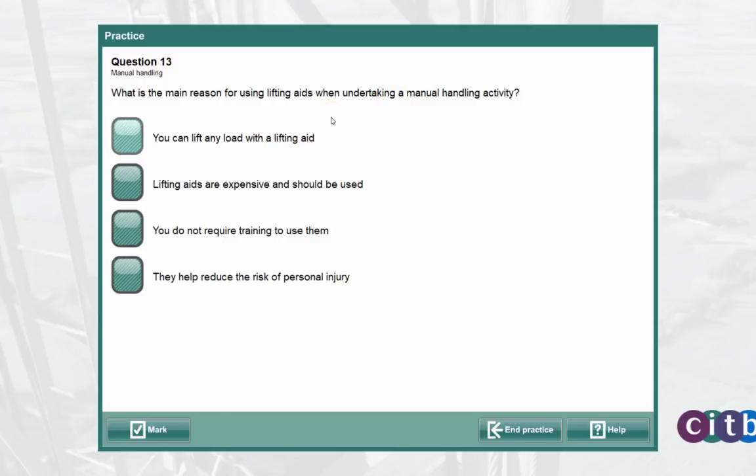What is the main reason for using lifting aids when undertaking a manual handling activity? You can lift any load with a lifting aid. Lifting aids are expensive and should be used. You do not require training to use them. They help reduce the risk of personal injury.